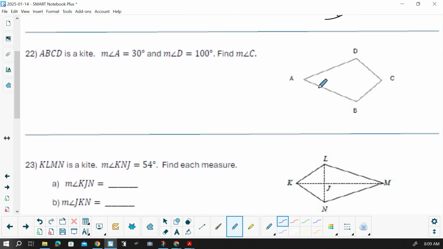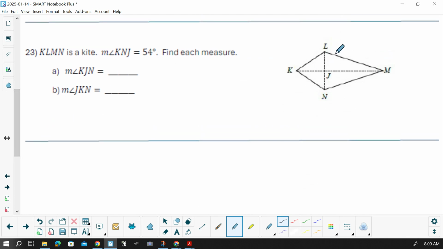22, we're almost done. D, 100, which means this is also 100. A is 30. All right, so 100 plus 100 plus 30 is 230. All of them should add up to 360 because it's a quadrilateral. 360 minus 230 is 130. That means angle C would be 130 degrees.